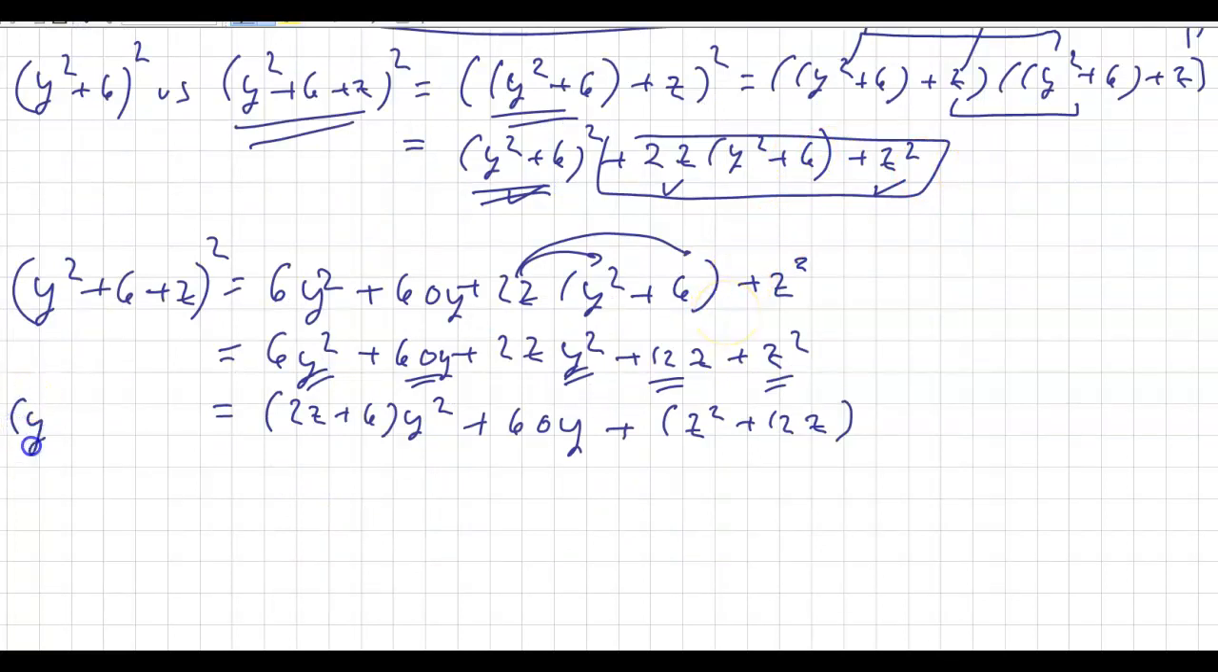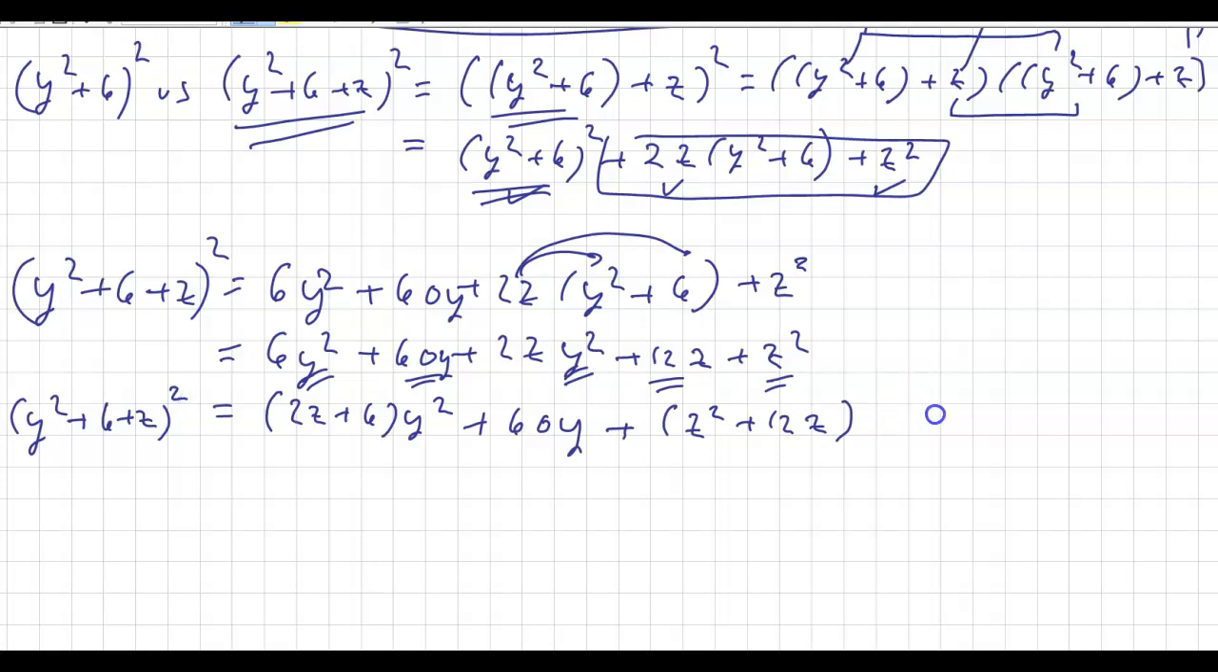Okay, so the left side is y squared plus 6 plus z squared. So the left side is a perfect square trinomial. The right side, well, it would depend what z is. No matter what z is, the left side is a perfect square trinomial. But the right side is only going to be a perfect square trinomial for certain values of z.